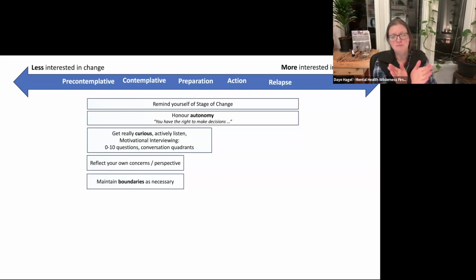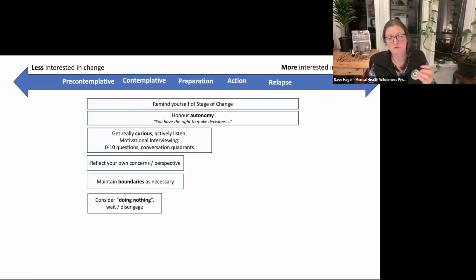But sometimes framing the boundary as a choice goes back to honoring that person's agency and autonomy, right? You have the right to make decisions about what you do here, and here is what we can and can't support, right? You might also consider doing nothing. And this depends on the context, it depends on your role with the person, it depends what the behavior is, right? But you might consider doing nothing or waiting, perhaps disengaging, right?